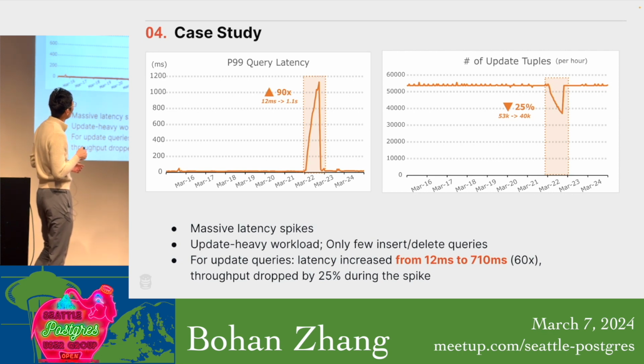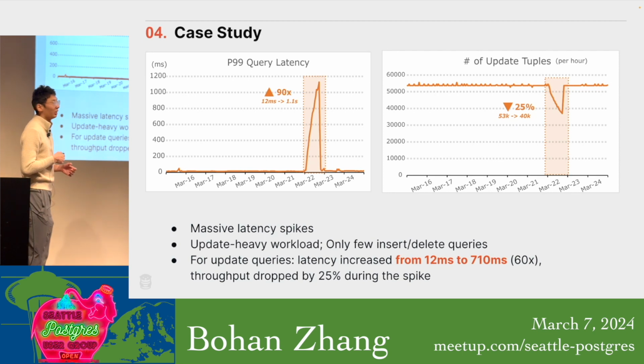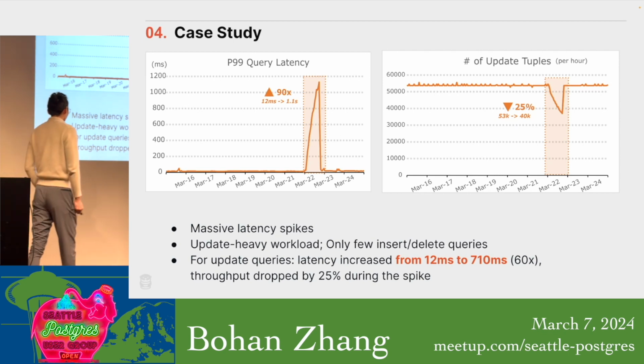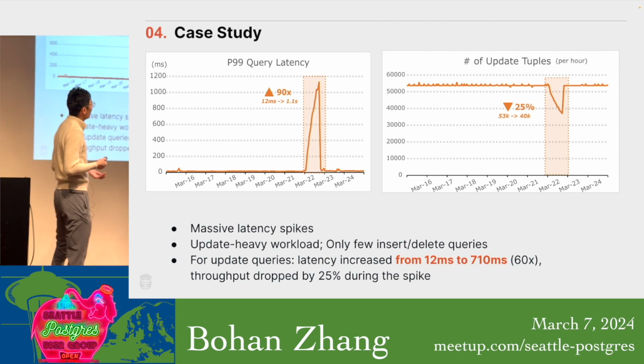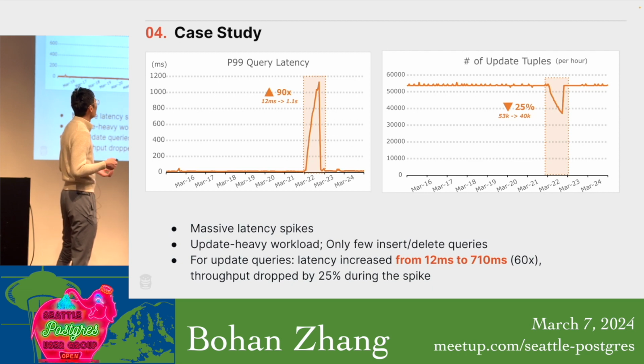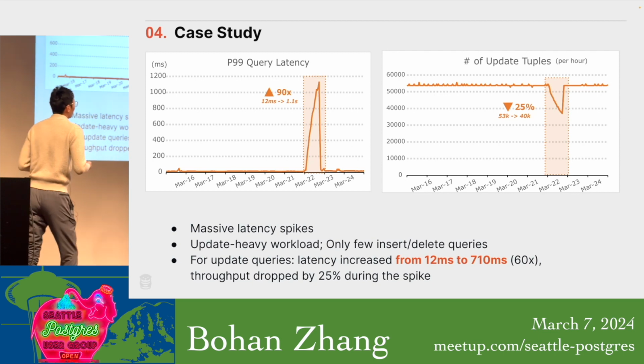The P99 latency increased from 12 milliseconds to 1 second. This is a 90 times increase in latency, and they don't know why. So they come to us, and we look into their metrics, and find that the number of update tuples, these queries, is roughly the same during the spike. It dropped a little bit, it dropped 25%.